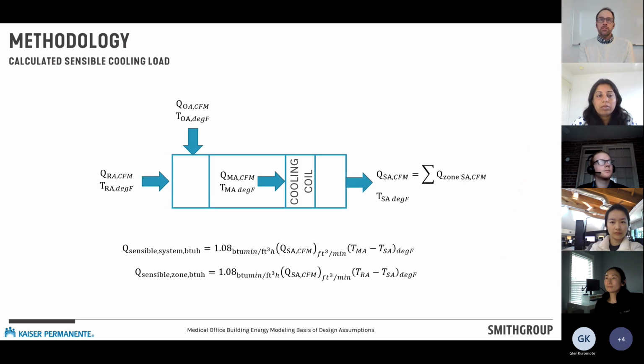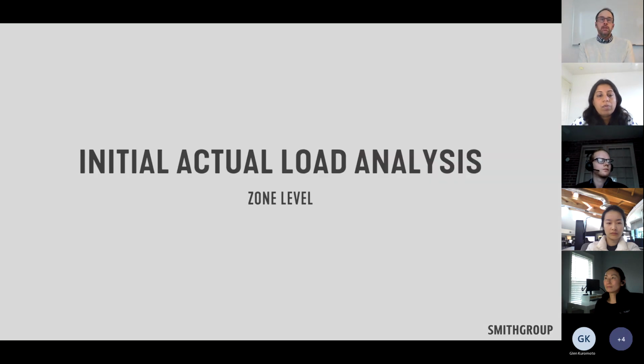And then this slide is just at an abstract level. It shows how we calculated the sensible cooling load and each of the different factors that went into that, both at the system level and the zone level. Again, the outside air temp that we used, the return air temp, supply air temp, and then the supply CFM.